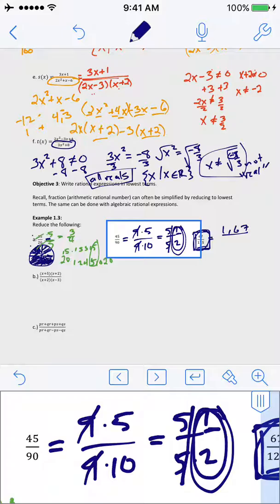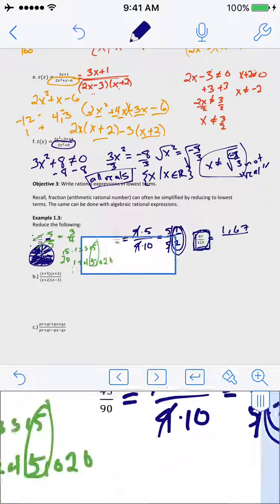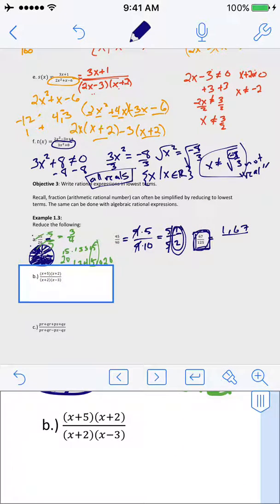But this is another way to think about it. You can split it into factors and then cancel out those factors. I highly recommend this way because when you're dealing with rationals, that's essentially what we're going to be doing. We break it down into lowest factored form. So numerator is in factored form, denominator is in factored form, and then you go canceling.